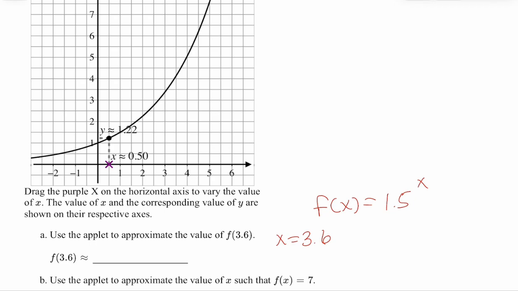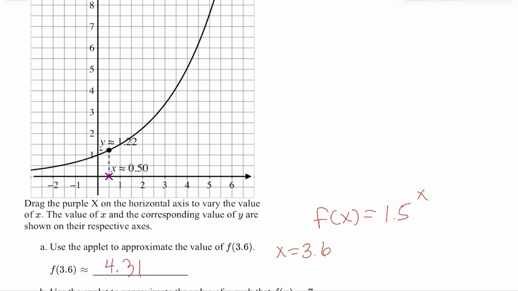So could you guys slide your little button around to when x is 3.6? Can somebody share what the screen says? Yeah, as close as you can get. 4.28. It does allow you to approximate because you're sliding that, and to hit that exact answer is a little funky.